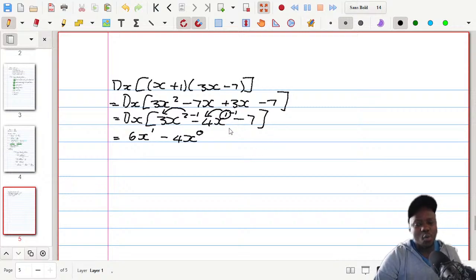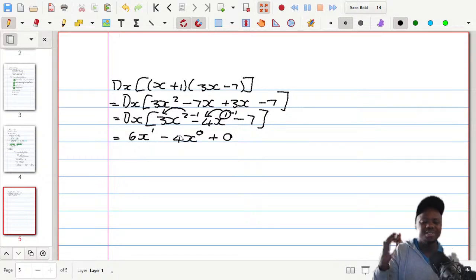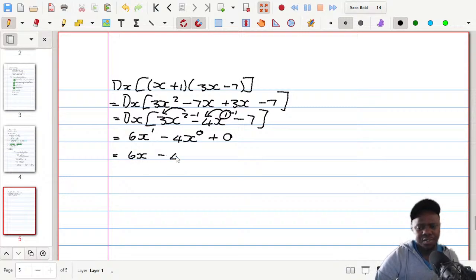Now, the derivative of a constant, the derivative of negative 0, will always be 0. Please take note of that. The derivative of a constant is always 0. Let's see what happens. We're going to remain with 6x minus 4. X to the power 0, we know that's 1. So your final answer is just 6x minus 4. There you are done. Life is great.